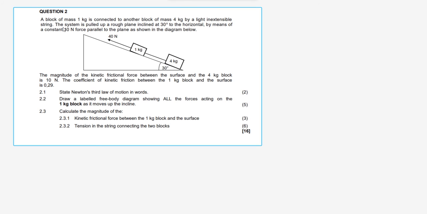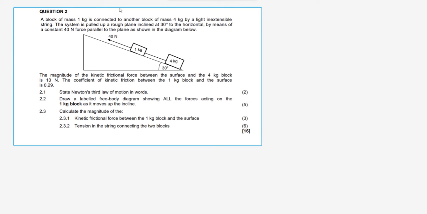And our question 2 says a block of mass 1 kg is connected to another block of 4 kg by a light inextensible string. The system is pulled up a rough inclined plane at an angle of 30 degrees to the horizontal by means of a constant 40 newtons force parallel to the plane as shown in the diagram below. This is our diagram. And the magnitude of the kinetic frictional force between the surface and the 4 kg block is 10 newtons. The coefficient of kinetic friction between the 1 kg block and the surface is 0.29.